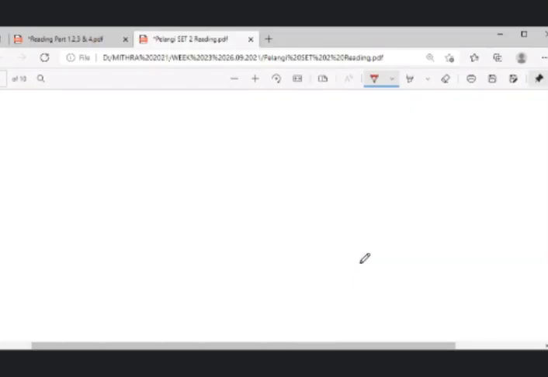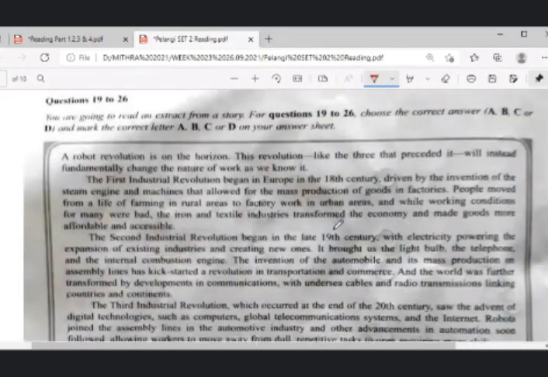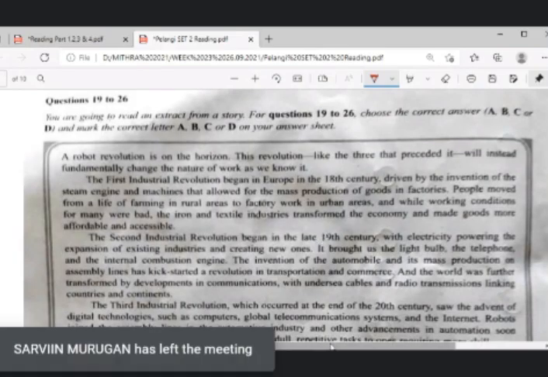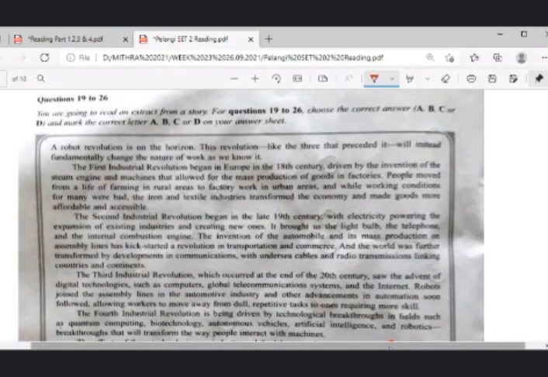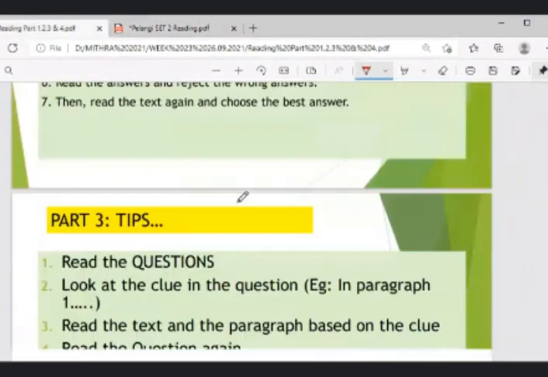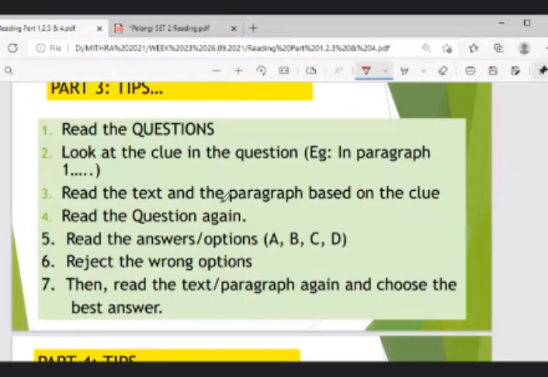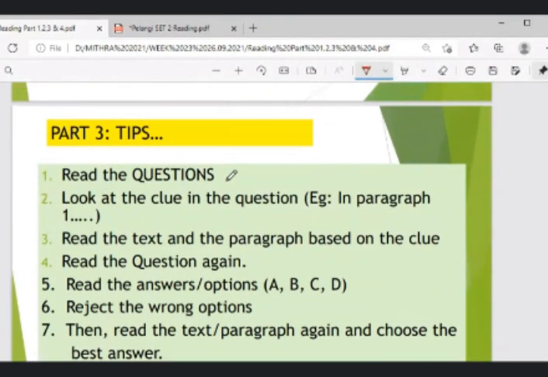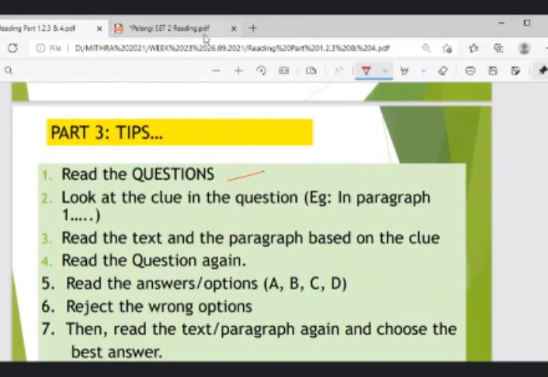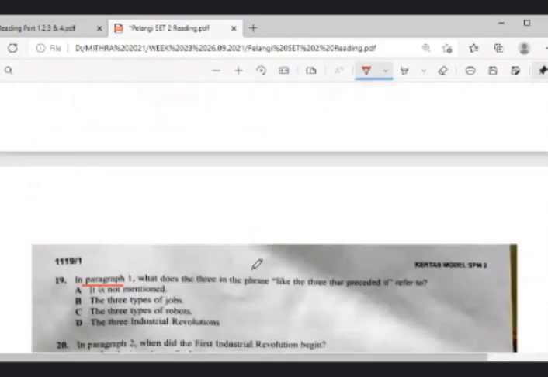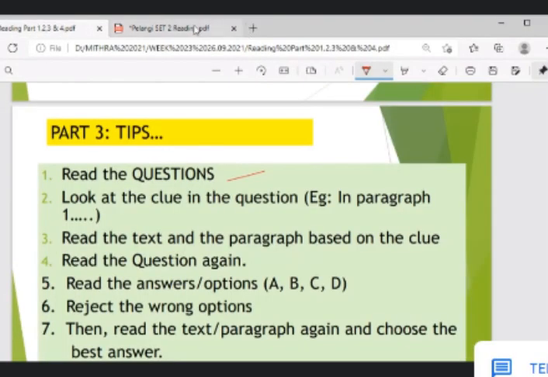Now, what I am going to tell you is that we have already answered Section C. If you remember, you can get all the questions correctly. I have already told you how to answer Part 3. In Part 3, you have to read the question first. You don't have to waste your time reading all this text and then going to the question, because you are wasting a lot of time. So what you have to do is read the question first.